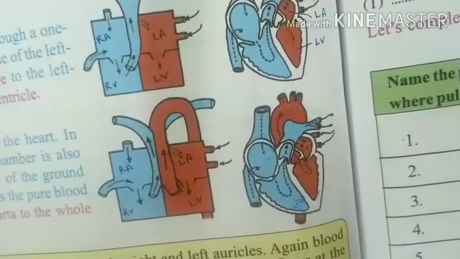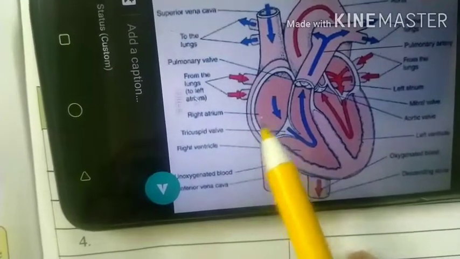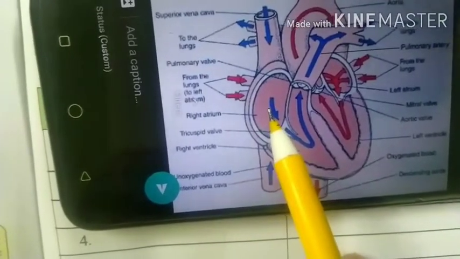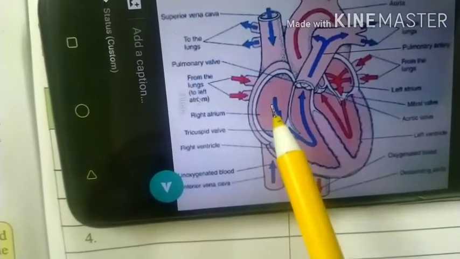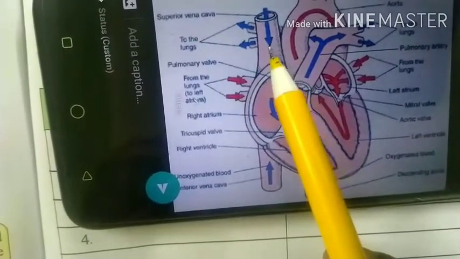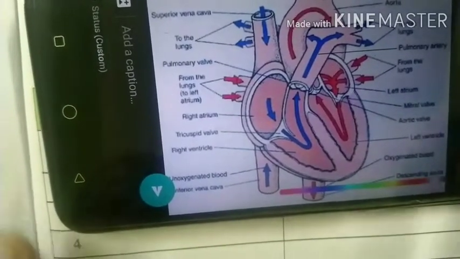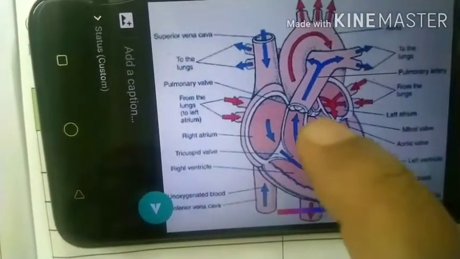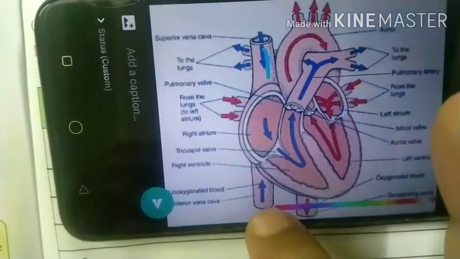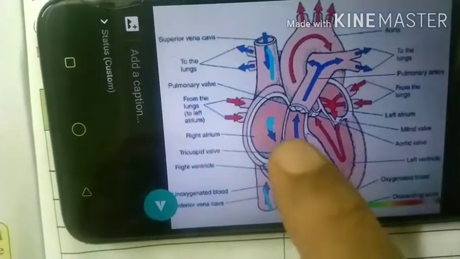shown step by step. Now, this is right. Here it is written as antrum. Antrum and auricle same. This is right auricle. This is left auricle. This is superior vena cava and this is inferior vena cava. Now, blood from superior vena cava and inferior vena cava enters into the right auricle.